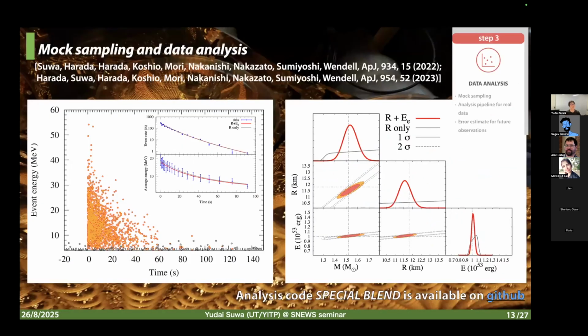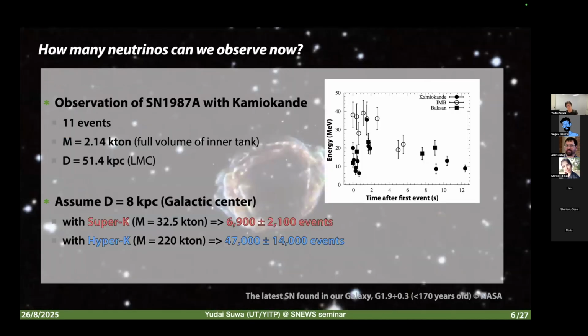And based on the analytic solution, we can calculate the mock observational data. So this is one example. Here we calculated a neutrino scatter plot of time and event energy. This is completely the same as this figure, this one. So event energy as a function of time in this scatter plot. This is what we had at the time of 1987.